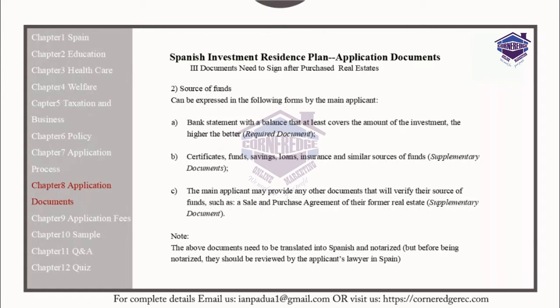Please note, the above documents need to be translated into Spanish and notarized, but before being notarized, they should be reviewed by the applicant's lawyer in Spain.